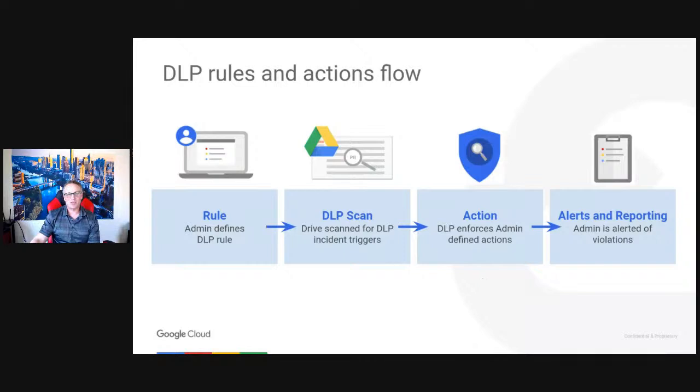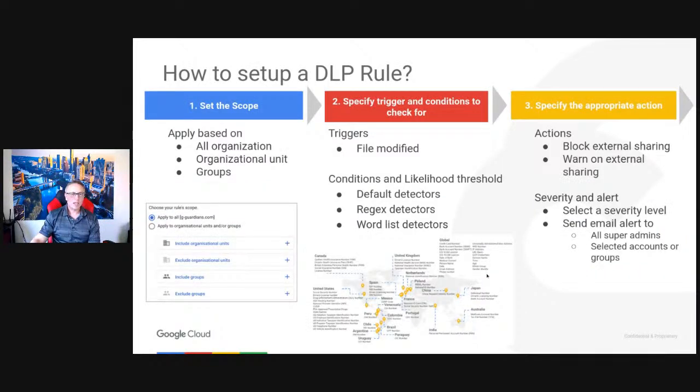Here's a quick rundown of how it works. You set up a rule, we scan all of the documents, and then you can set up an action to be taken if we find something that matches your policy, and then move that on to alerts and other types of reporting. You can do a lot of different things. I've got a bigger picture of this coming up on the next slide, so don't try to read that tiny little text because we're going to blow it up in a second.